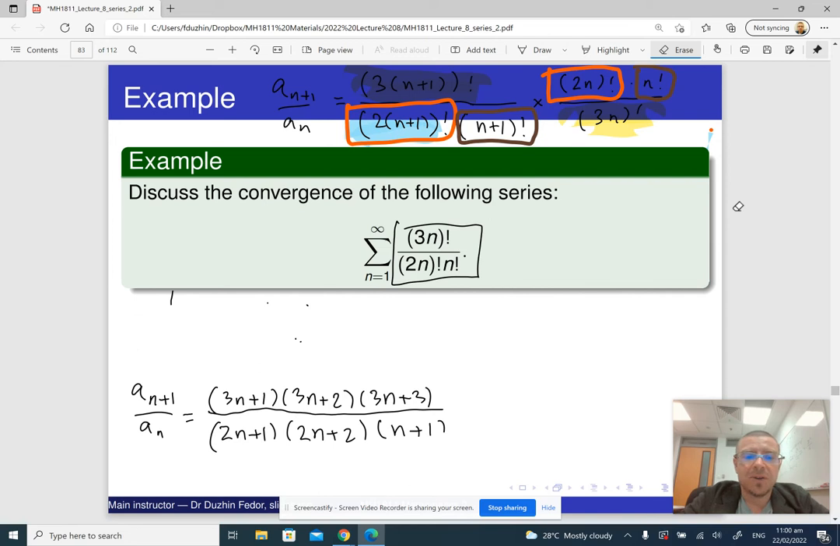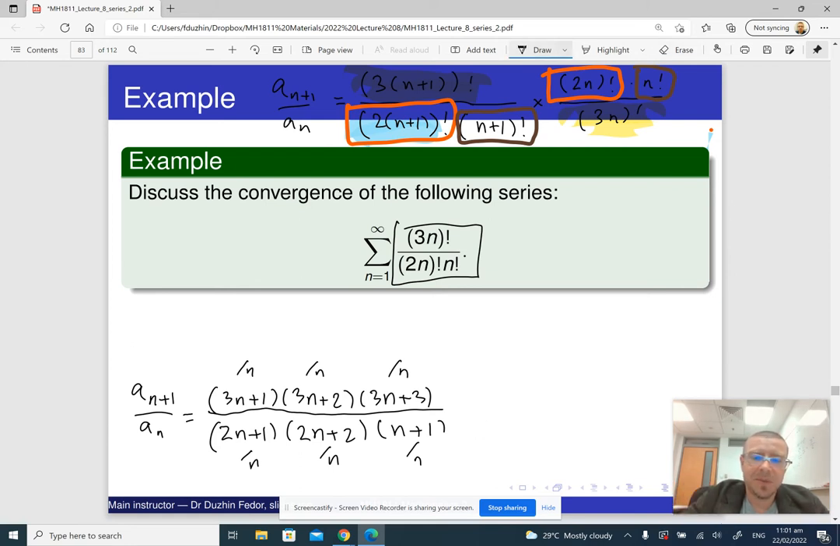So the ratio of the two consecutive terms of this series is in fact a ratio of two cubic polynomials. Notice that both numerator and denominator are products of three linear terms, right? In order to simplify this, we just need to divide by the largest power of n, both numerator and denominator. We divide by n cubed. I'm going to distribute this n cubed: I'm going to divide every one of the three multipliers on top by n.